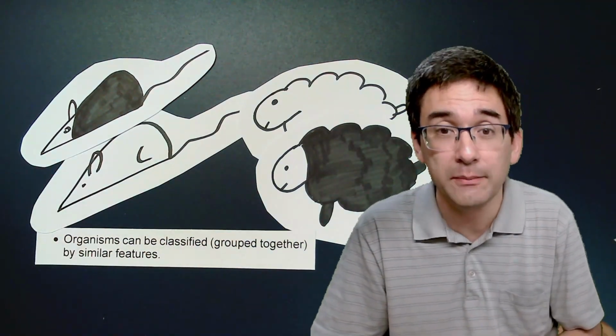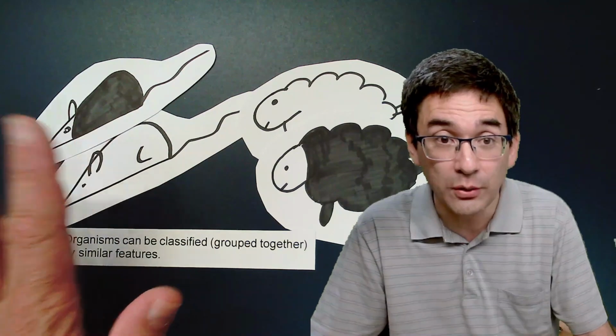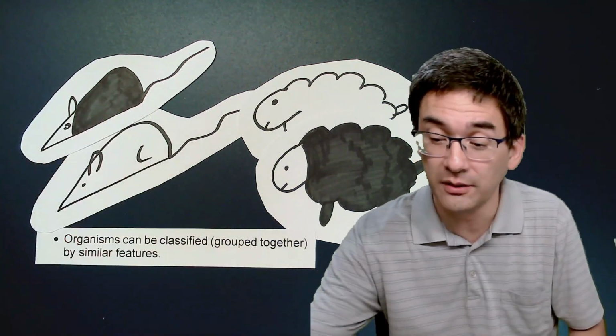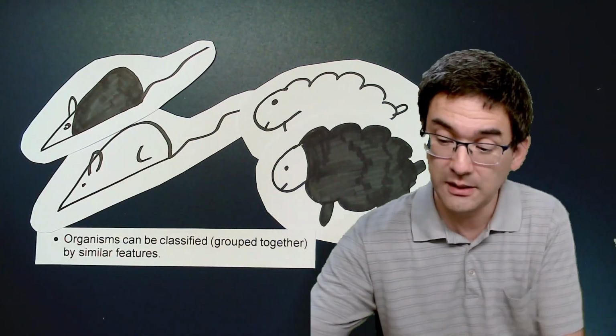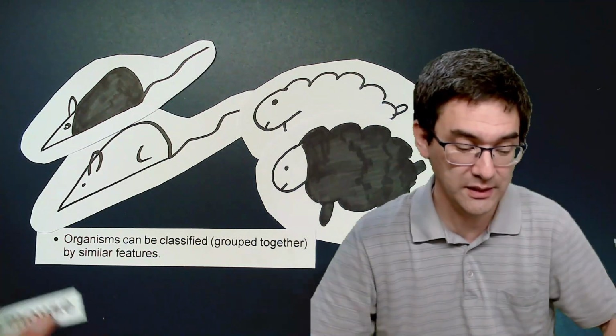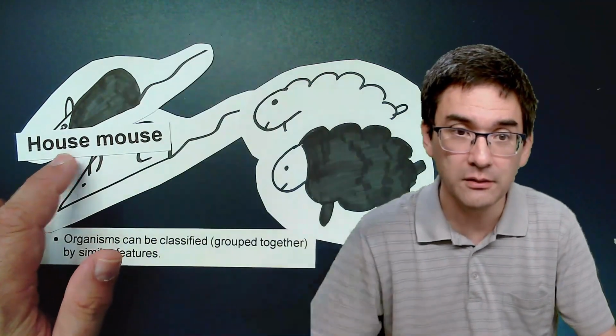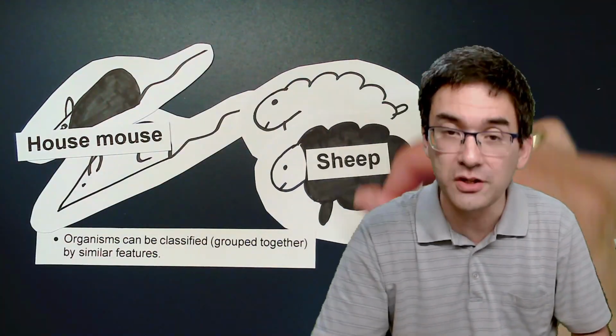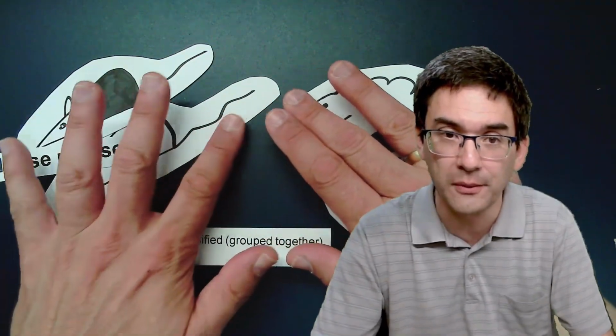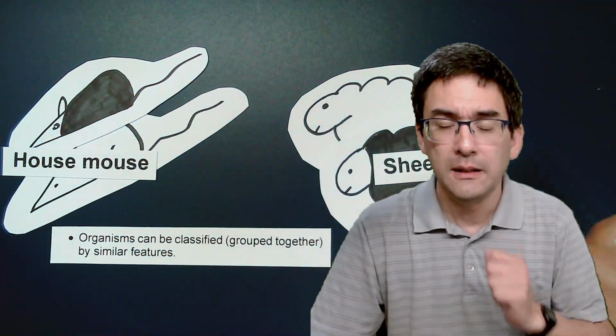then we're able to give it a name, and then we're going to say, okay, this one here, these are the mice. Okay, so we're the house mice. Here it is. Yeah, the mice are over here, and the sheep are over here. Okay, so we've got two groups here.